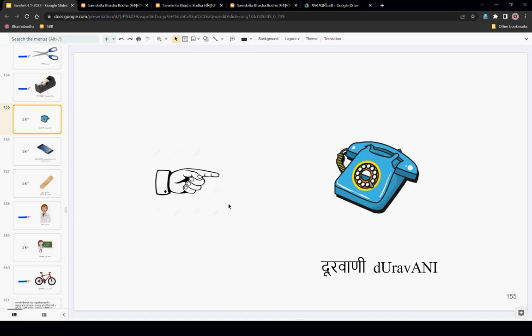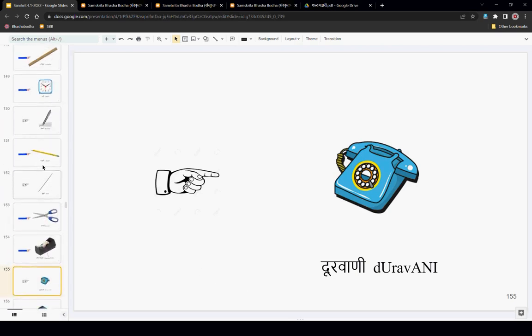Etat kim. Now, if you want to make that relevant to the lingam, saha or sa? Because Duravani is Napunsakalingam, so it will be tat. Etat. No, okay. So, think again. Is Duravani Napunsakalingam? Strilingam. Strilingam.